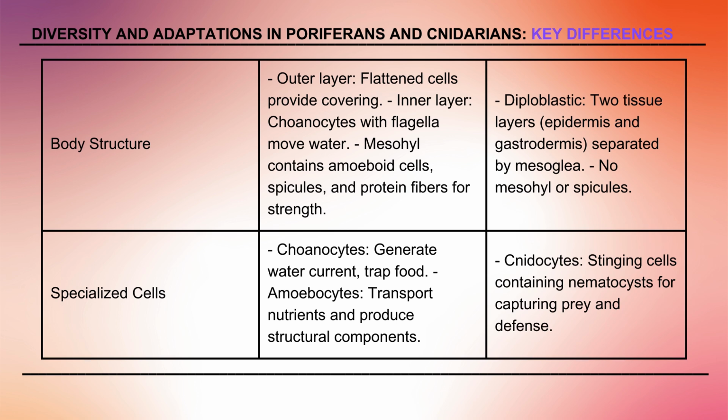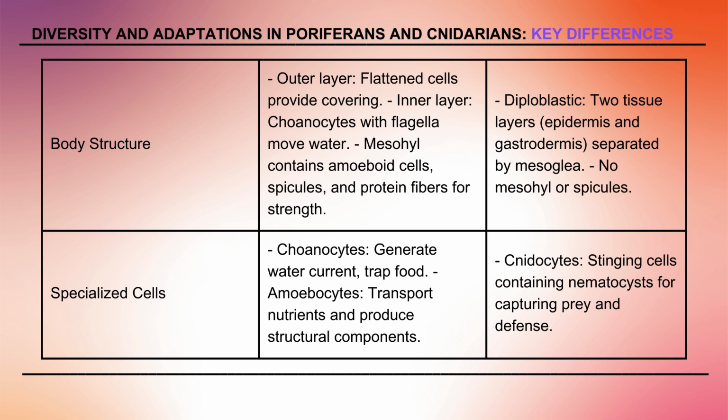Okay, next is their specialized cells. One of the biggest differences between Poriferans and Cnidarians is their specialized cells. Sponges rely on choanocytes to generate water currents and trap food particles. They also have amebocytes, which transport nutrients and help build structural components like spicules.